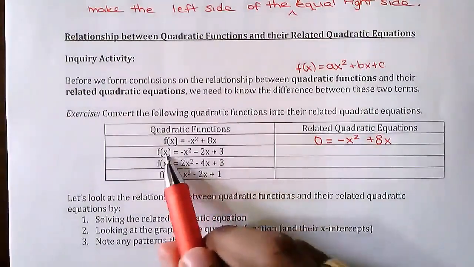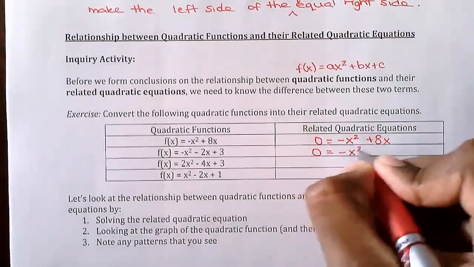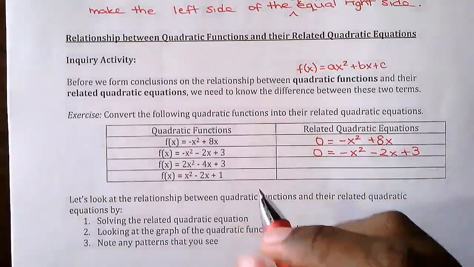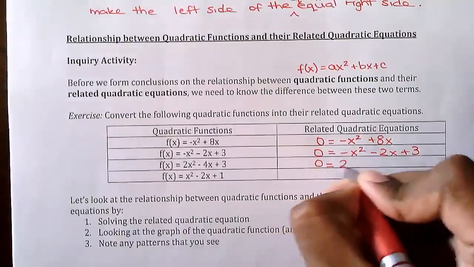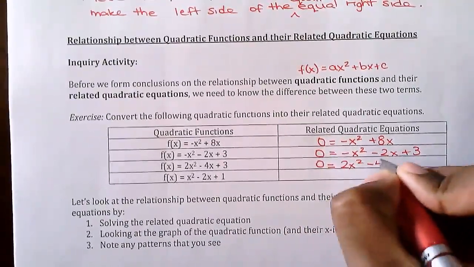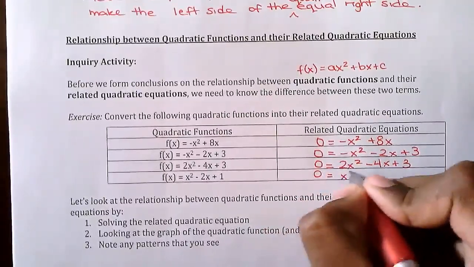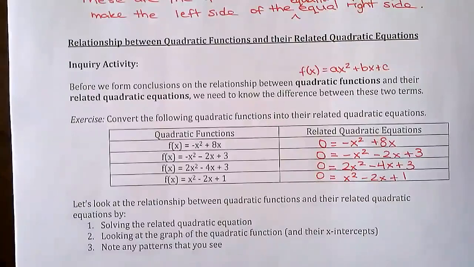Similarly here, replace the f of x with 0. So 0 is equal to negative x squared, negative 2x plus 3. And so on and so forth. So the other ones are exactly the same. Just replace f(x) with 0. And here 0 is equal to x squared minus 2x plus 1.